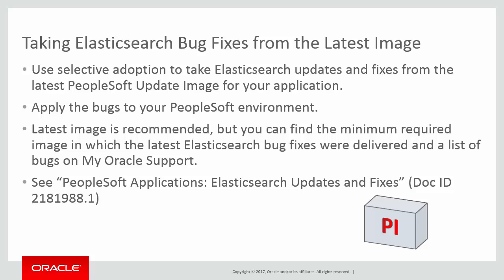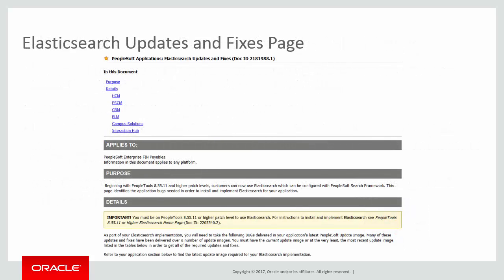However, to find the minimum required PeopleSoft update image in which Elasticsearch updates and fixes were delivered, you can refer to the My Oracle Support document PeopleSoft Applications, Elasticsearch Updates and Fixes, Doc ID 2181988.1 for a list of the bug fixes you need to take. This shows the Elasticsearch Updates and Fixes page on My Oracle Support. Click the link for your application to view the list of bugs that you will need to apply to your PeopleSoft environment.